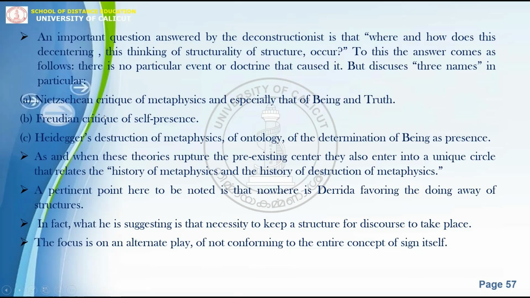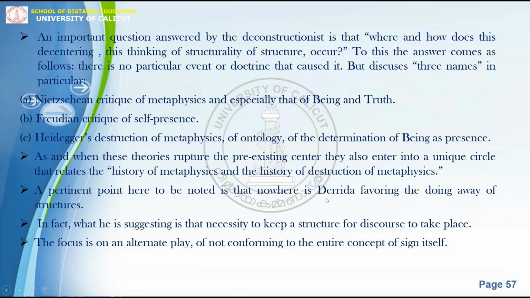relying upon three names. One is the Nietzschean critique of metaphysics, and especially that of the concepts of being and truth. Then the Freudian critique of self-presence. Then Heidegger's destruction of metaphysics, of ontology, of the determination of being as presence. So these are the three names associated with the question of where and how decentering or thinking of the structurality of structure occurs. Now, as and when these theories rupture the pre-existing center, they also enter into a unique circle that relates the history of metaphysics and the history of the destruction of metaphysics. So everything is concentrated on the human being and their ideas of being and truth, of self-presence, or the destruction of metaphysics or ontology, or the determination of being as presence.